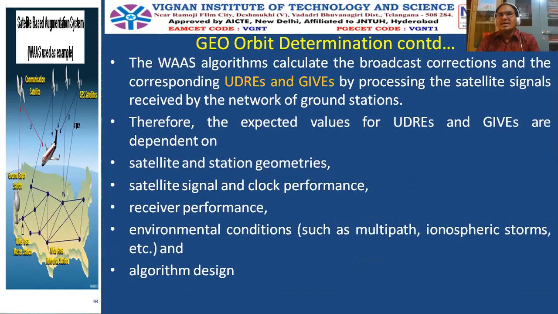Next, the WAAS algorithms will also calculate the broadcast corrections and the corresponding user differential ranging errors and grid ionospheric vertical errors by processing the satellite signals received by the network of ground stations. So they process the satellite signals received by the network of the ground stations. Of course, we are using some reference stations in our differential GPS concept. So the ground stations will send the data. Therefore, the expected values of the UDRE and GIVE are dependent on what?